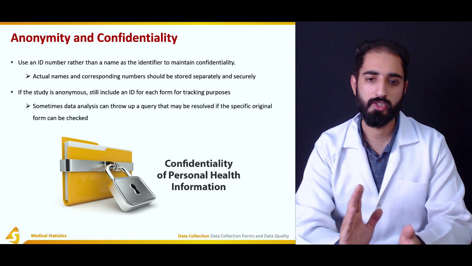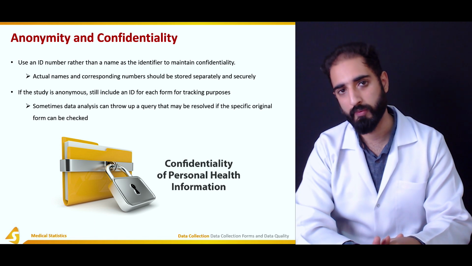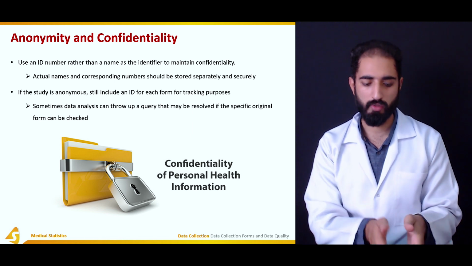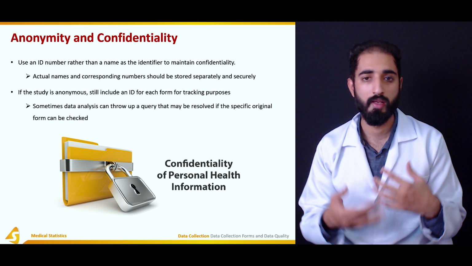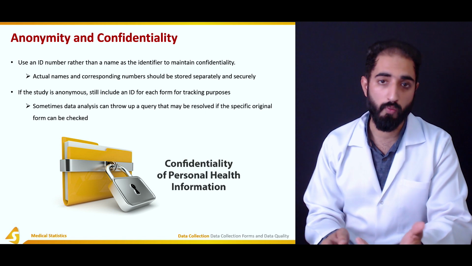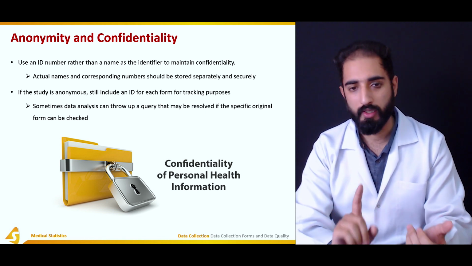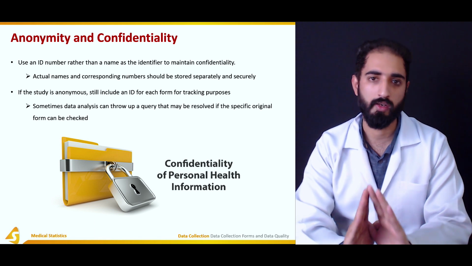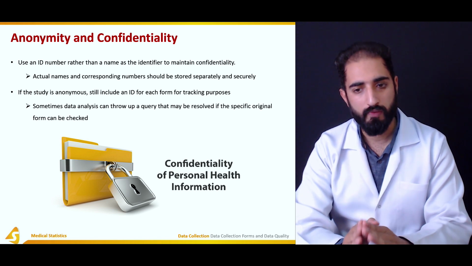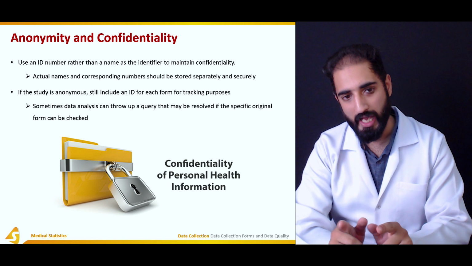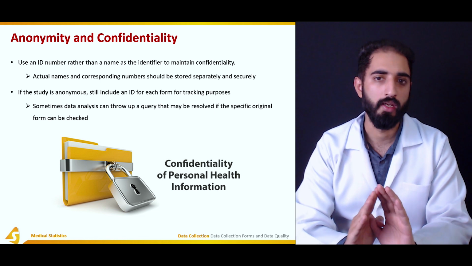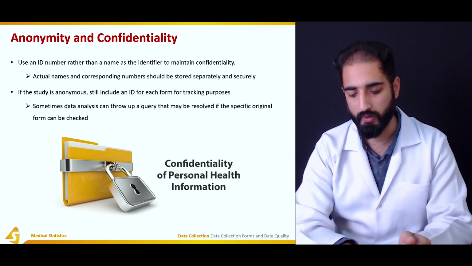If the study is anonymous, it should still include an ID for each item for tracking purposes. So you should give an ID by yourself, so you would know that this is patient number 1, this is patient number 2, this is patient number 3. But anyone who is looking at that data cannot identify who actually patient number 1 was. That would serve the purpose of confidentiality as well as the purpose of tracking the data. Sometimes data analysis can throw up a query that may be resolved if the specific original forms can be checked, and that can happen if you have given a separate ID or identification number to every form or questionnaire or participant. So that is very important.